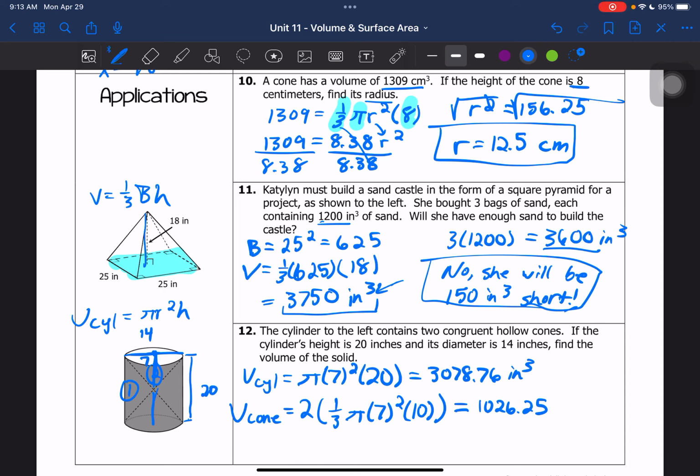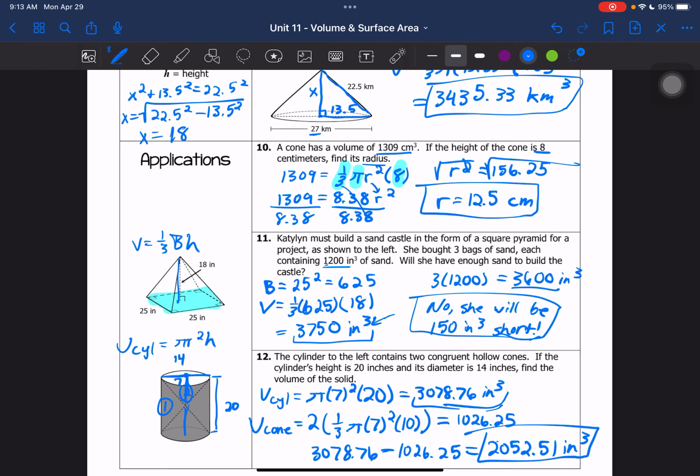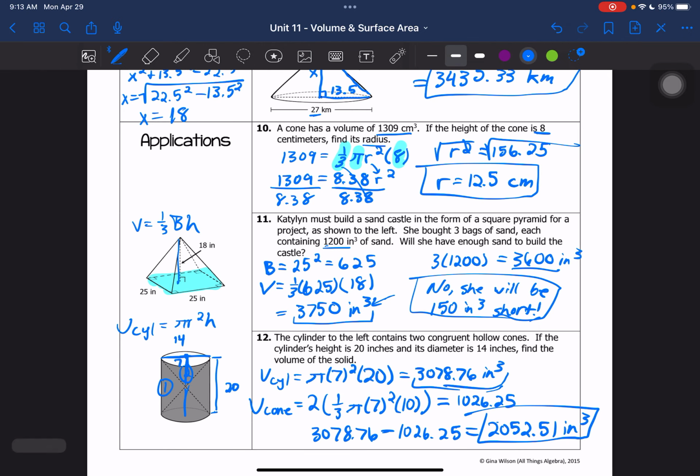And what we're going to do now to find the volume of just that solid part is subtract the two hollow cones from the volume of the entire cylinder. So we would take our 3078.76 minus this that we just found, the 1026.25. That gives us 2052.51 inches cubed. So that's the volume of the solid part that's left after hollowing out those two cones. So that's it for 9.7. Make sure that you complete the homework and the exit ticket, and we'll continue on in the next lesson.